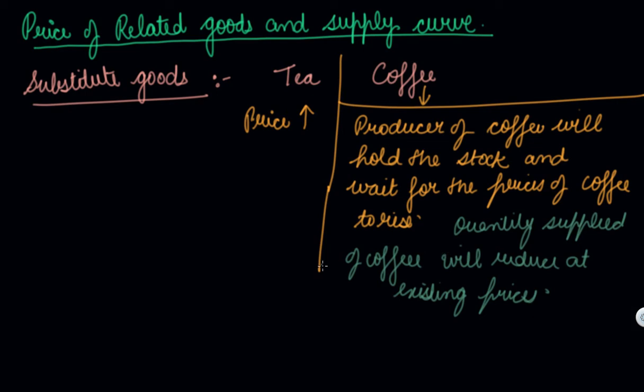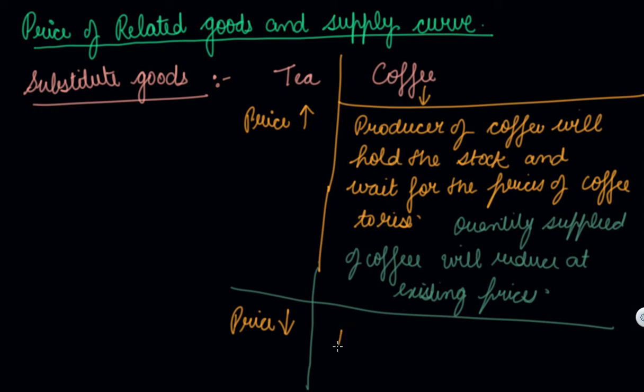Now let's see, if the price of your tea reduces, your coffee is costlier than tea, so your producer will sell more. And there will be a rightward shift in your supply curve.